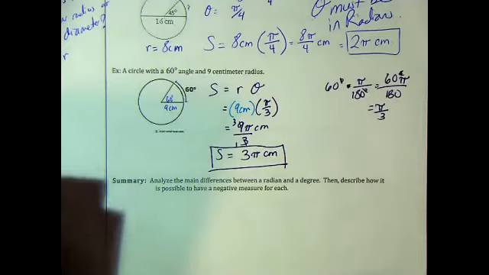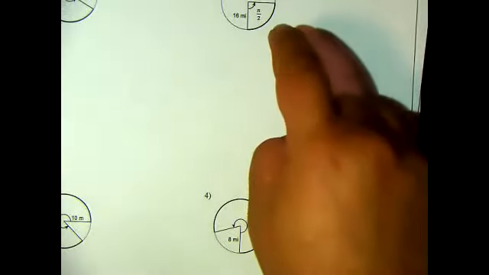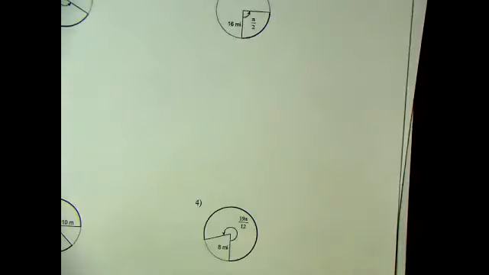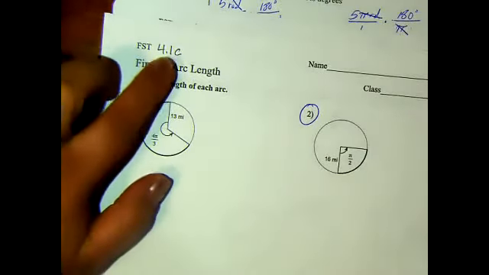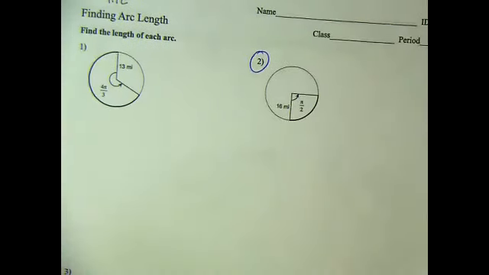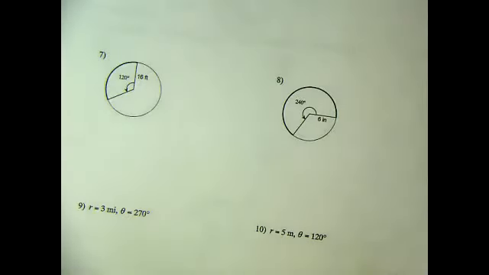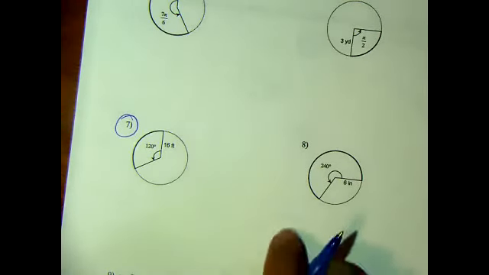Okay, I'm going to ask you guys to do number two, on 4.1C. So we're on 4.1C. Do number two and then flip it over to the back. And I want you guys to do number seven. So 2 and 7.